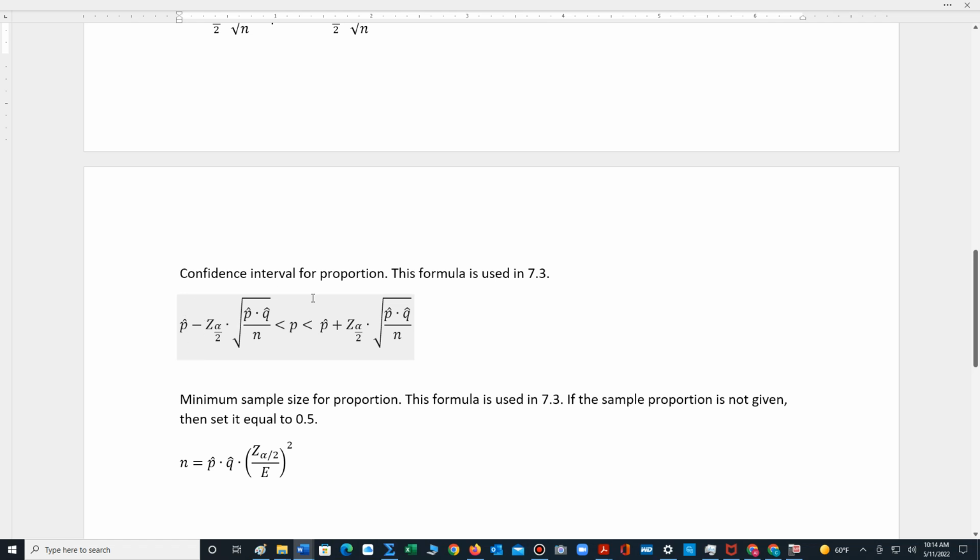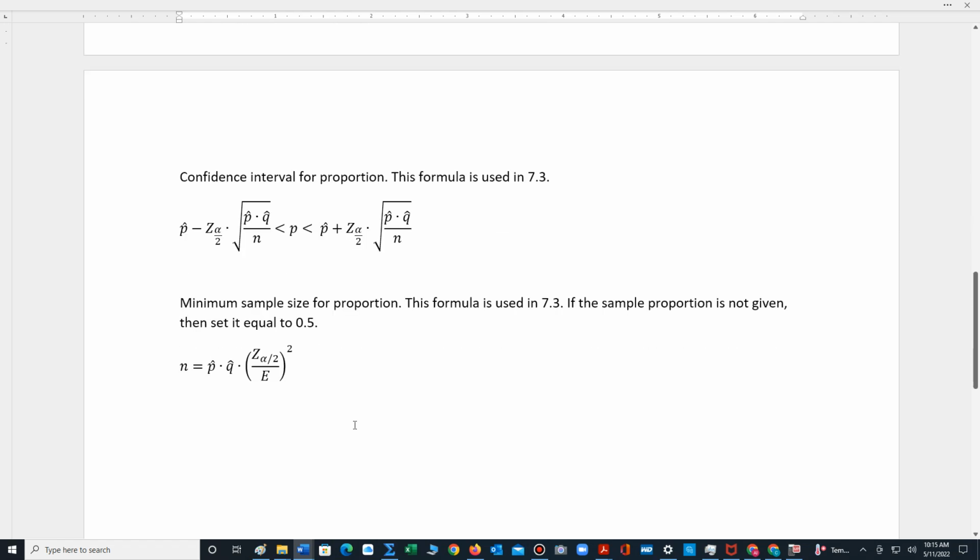So once again, we're following the same schema. We're adding and subtracting the margin of error. The margin of error is represented by this quantity here. So it's p hat minus z sub alpha over 2 times radical, keep everything inside the radical, p hat times q hat over n. And we replicate the process on the right side, but with the plus.